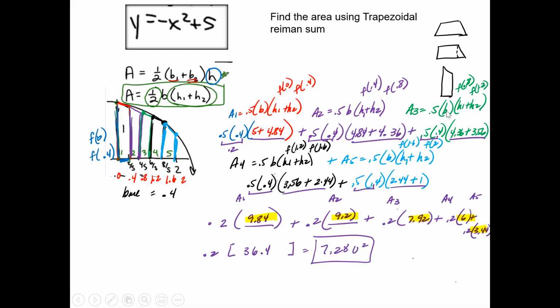Okay, so if you would like to practice with this, you can go ahead and do the left, right, and middle Riemann sum using the function of y equals negative 2x plus 5. If you're interested in doing that, go ahead and pause the video and do that.